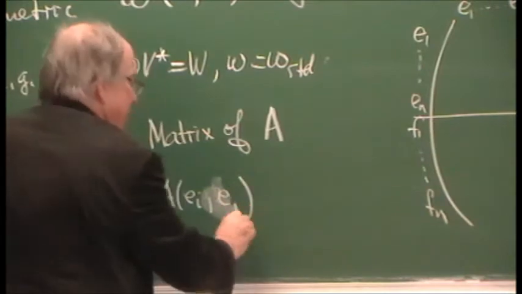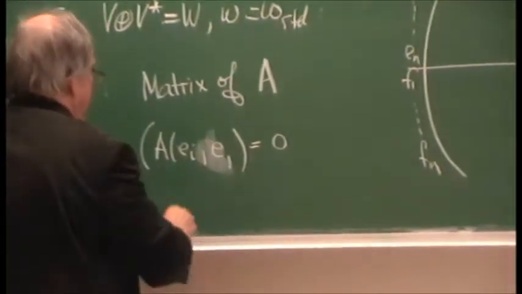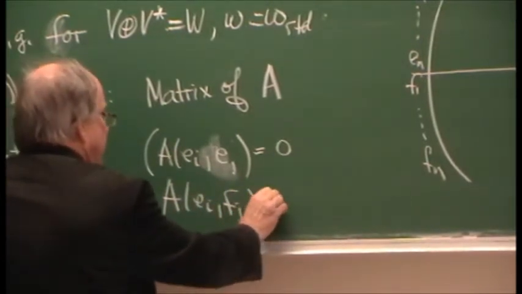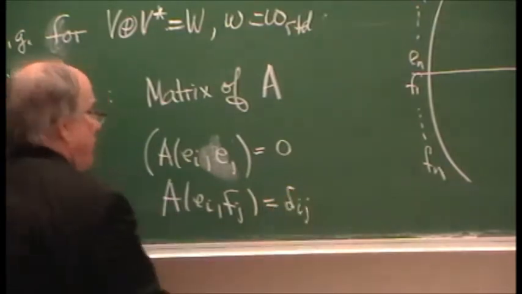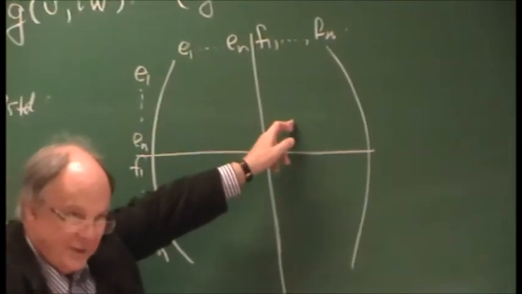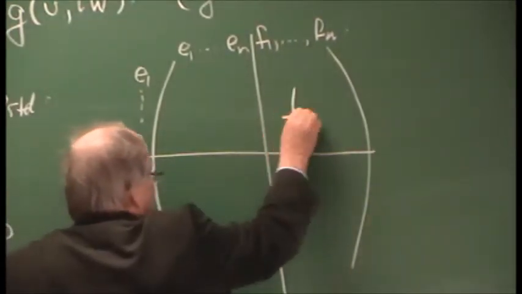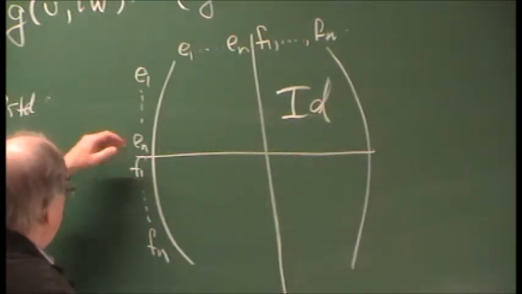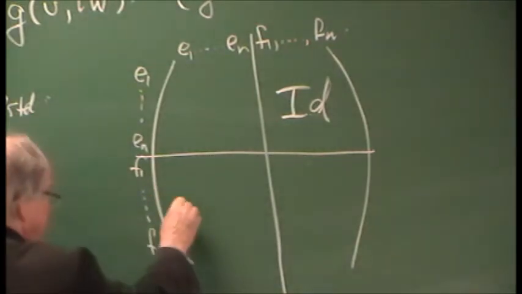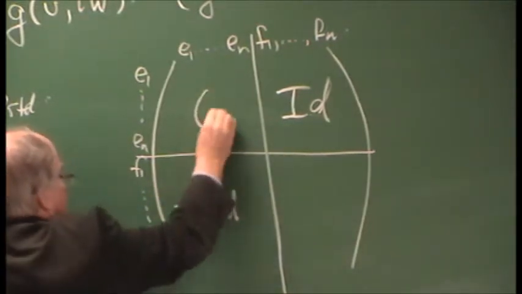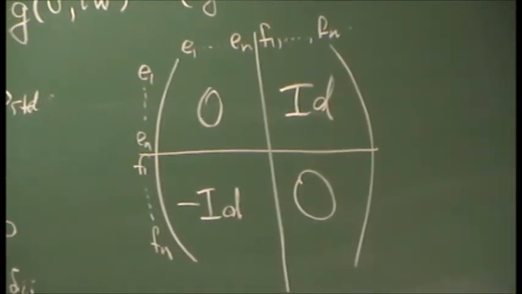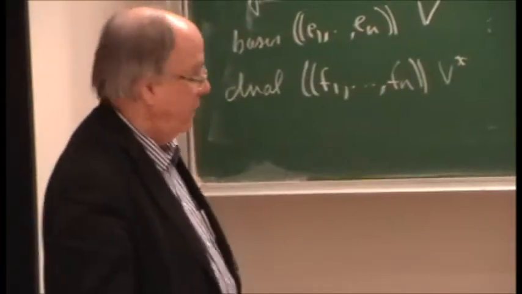e_i with e_j, that's 0, right? e_i with f_j, I hope that's delta_ij. All right? So e_i first and f second lands here. And so this is the identity. And now f, so the row goes first. So f_i first and then e_i, it's the other way around here. So this is minus the identity. And this is the way it is, right? So just compute it. It's a very good basis, right, for that thing.